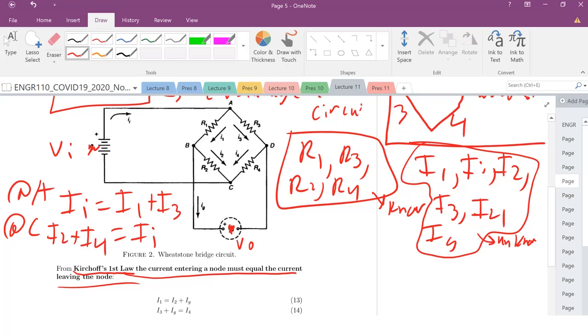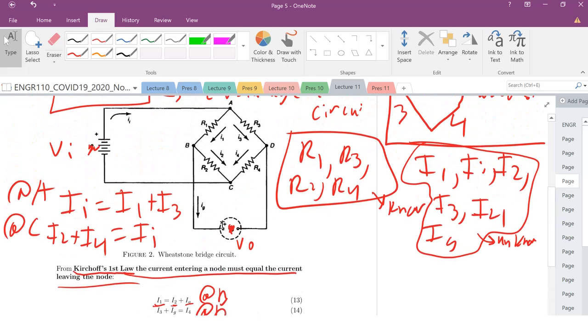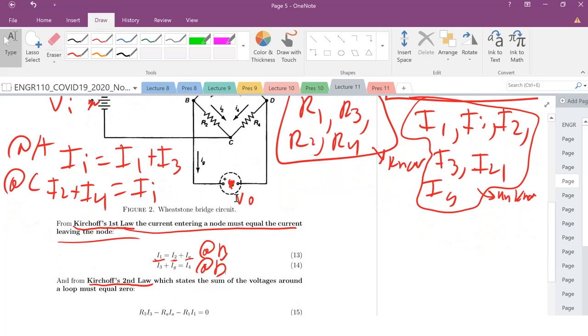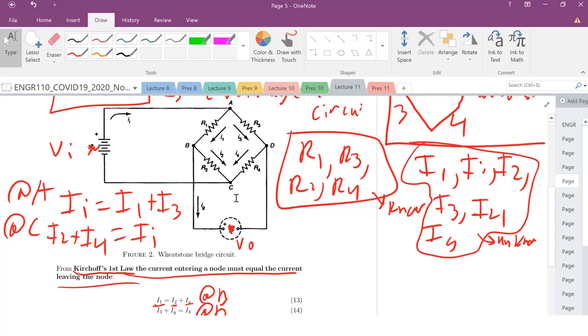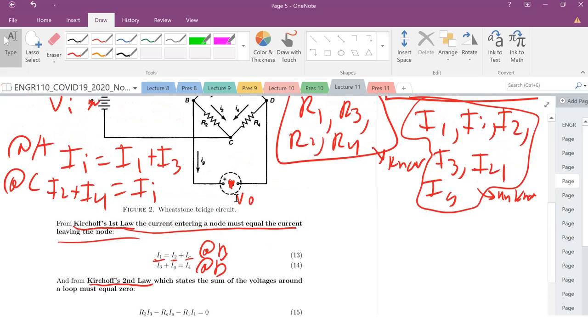What about at B? At B, it's right here. The current entering is my I1. The current leaving is I2 and IG. What about at D? Let's scroll down a little bit. At D, the current entering is I3 plus IG, and the current leaving is I4. So that's it. We already have 4 equations.